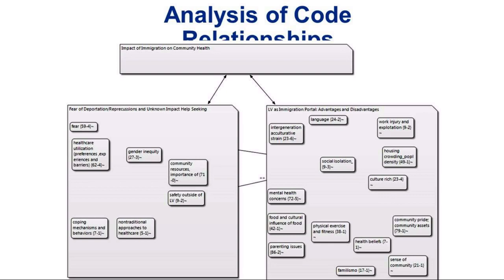And so I might look at code clusters and code relationships and start to identify some patterns that are emerging in the data. This is actually just a screenshot from Atlas TI. Atlas TI has a nice function, unlike Deduce, where you can draw relationships between codes. So in this case, the codes are clustered around these two topics: fear of deportation, repercussions, and how this might impact help seeking, and the neighborhood being an immigration portal, both kind of good and bad things that might come to that. And both of these topics interact with each other and inform this overall impact of immigration on community health.